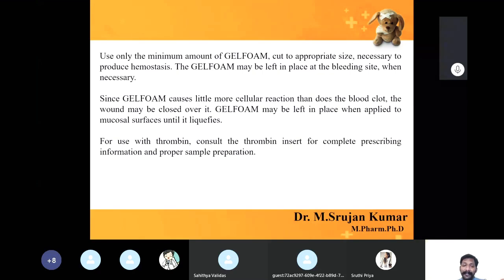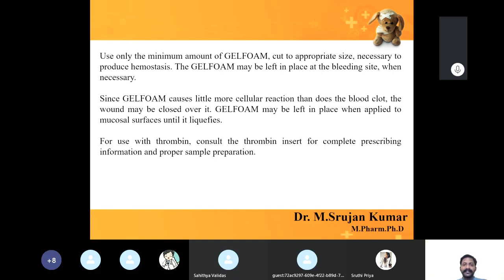But when this gel foam is applied to mucosal surfaces, there is no need to remove it, because on a mucosal surface it will get liquefied. As already discussed, gel foam is applied into the nasal cavity, or the vaginal or rectal cavities. Those cavities are rich in what? Mucosa. So when gel foam is applied to the mucosal surface, no need to remove it. It will get absorbed slowly. It will get liquefied.